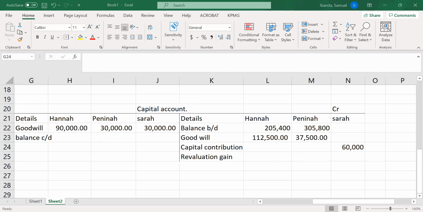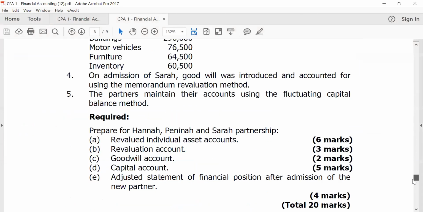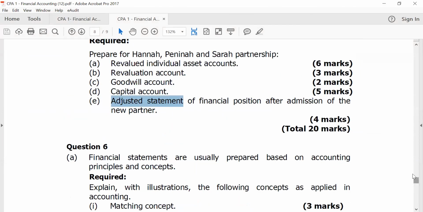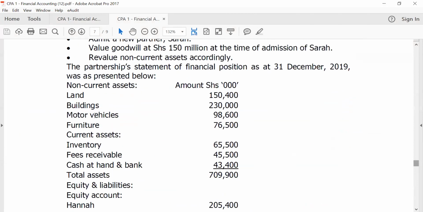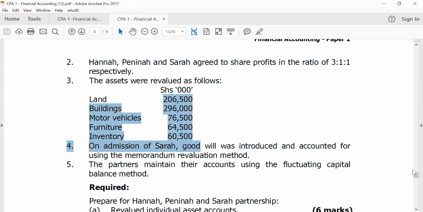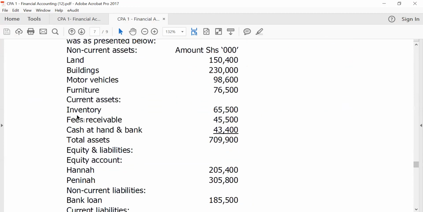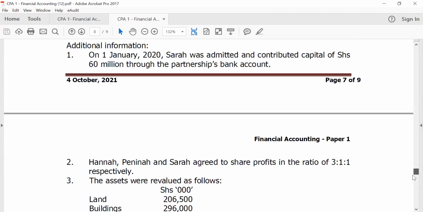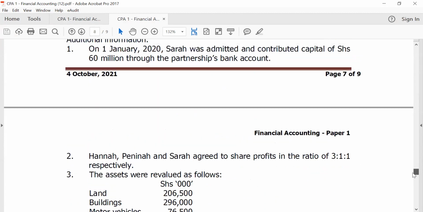So when you come to your new statement of financial position, because that is one of the last parts, the adjusted statement of financial position, what you're going to do is, like I told you, these land, buildings, motor vehicle, furniture will have new values, and those new values will be as per these values. Even inventory has a new value. Fees receivable remains unchanged. Cash at bank, you see if there are any changes in cash and bank.